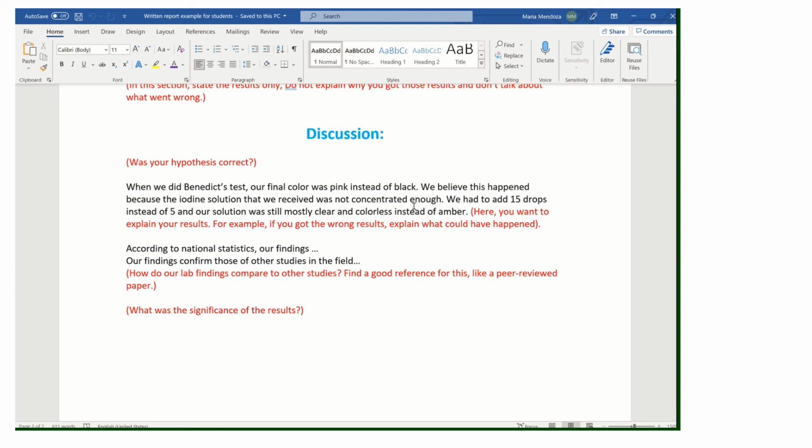Then you need to state whether your hypothesis was correct or not. And it's okay to have an incorrect hypothesis. You can still get an A. It doesn't affect you at all. All you have to do is say, my hypothesis was incorrect. I thought this was going to happen, but instead this happened. And then explain what happened.